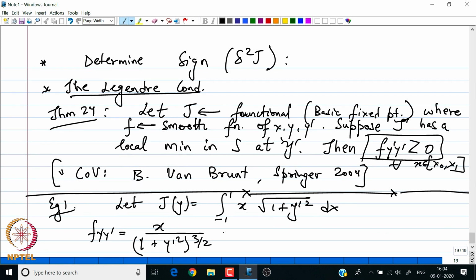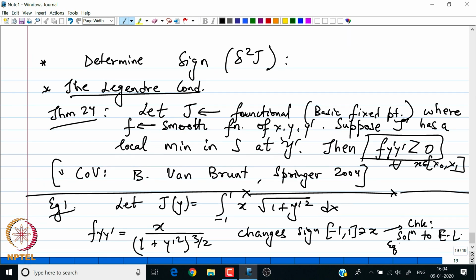Now, this changes sign in the interval from minus 1 to 1. The denominator is always positive, but the numerator changes sign, and students are asked to check that the solution to the Euler-Lagrange equation for this functional is not a minimum. Students are asked to check, and the Legendre condition guarantees this because the sign changes.